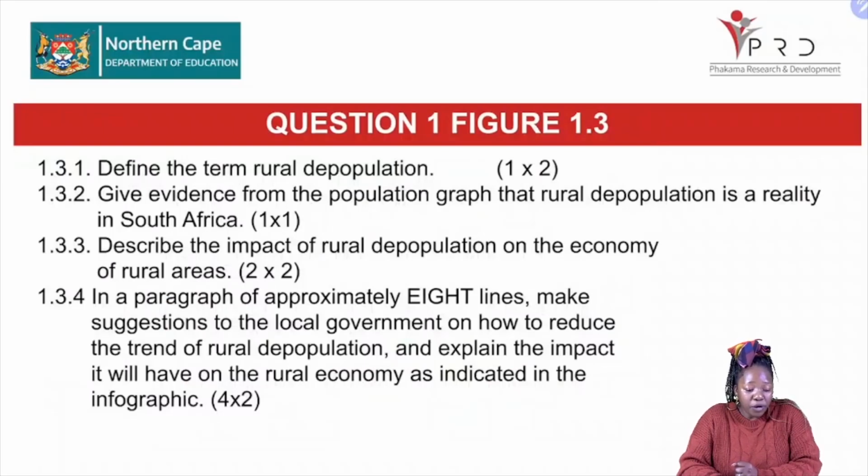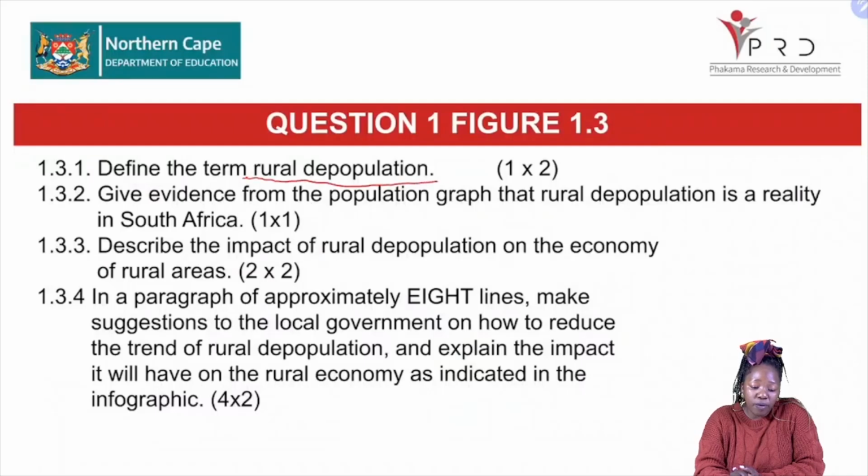So your 1.3.1, because the diagram is based on the rural depopulation, so obviously the first question you will have to define. So the first one, you define the term rural depopulation. Again, you must understand that all the definitions are 2 marks. Then your 1.3.2, you give evidence from the population graph that rural depopulation is a reality in South Africa. So I'm going to highlight your rural depopulation as you need to define it based on our diagram. And then the second question is from the population graph.